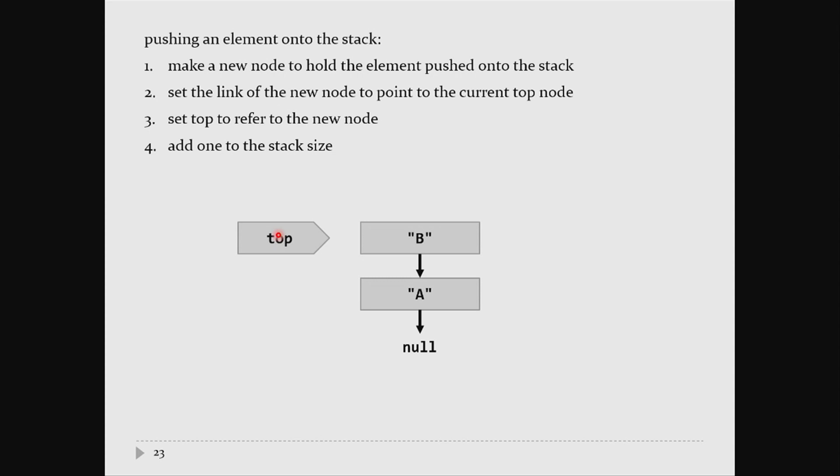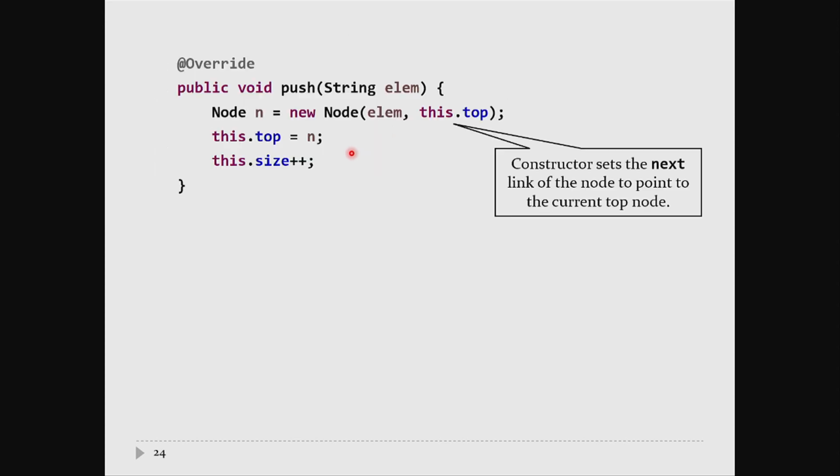Well, that's all easy. Make a new node, so that's a constructor call. Set the link, so set that link to point to the old top node. That's easy too. I can do that in the constructor, or by calling the constructor, sorry. How do I set the top node? Well, that's easy. I just assign this top to point to the new node, and then I increment the size of the stack by 1. So this is trivial to do.